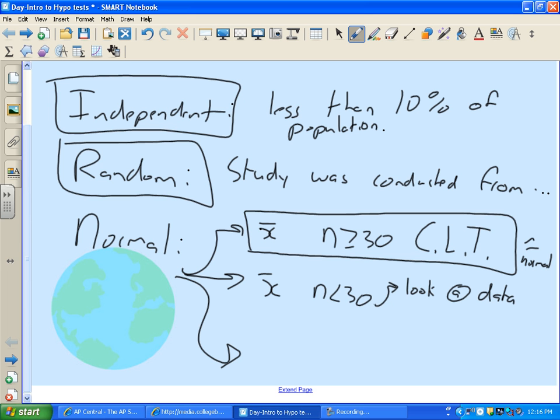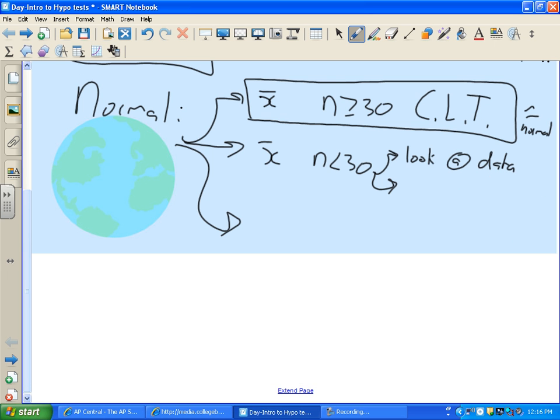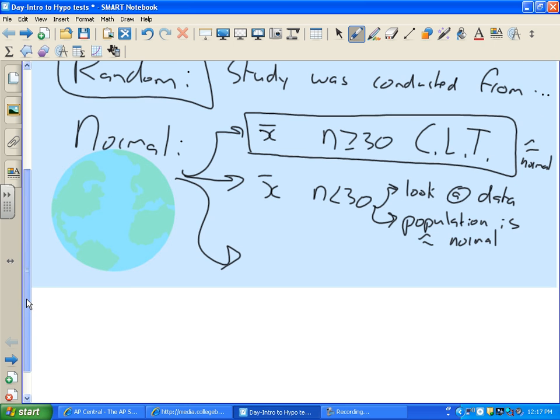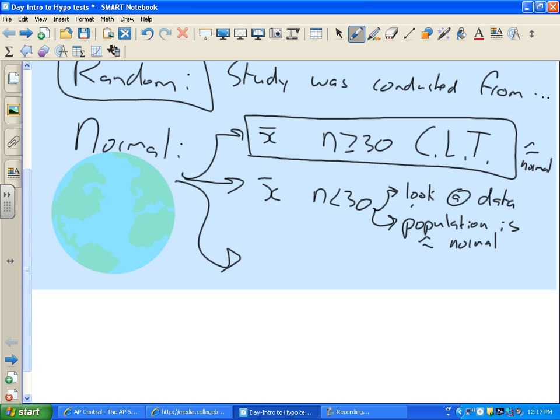The other thing you can do here is, if your sample is less than 30, if it's stated once again in the context of the problem that the population is approximately normal, then that is also okay to apply it. This is an or situation.